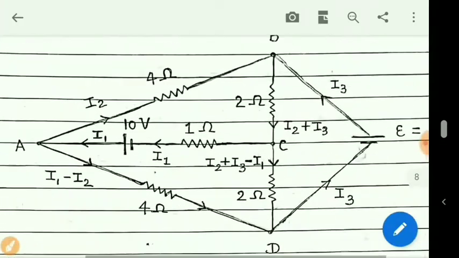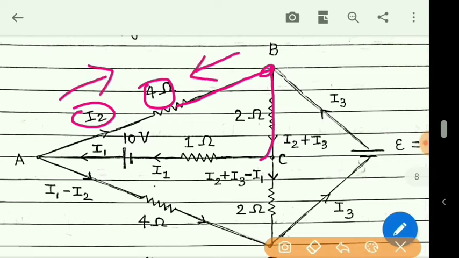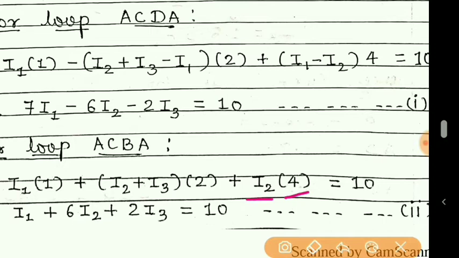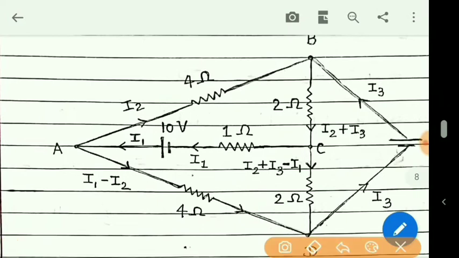Now moving ahead, we reached point B. Now in this direction towards A, which resistance is there? 4 ohm and the current is I2. We are moving in this direction and the current is in this direction. So once again opposite. So 4 into I2 positive. And finally we reached the starting point. So we have completed Kirchhoff's second rule for this loop also.